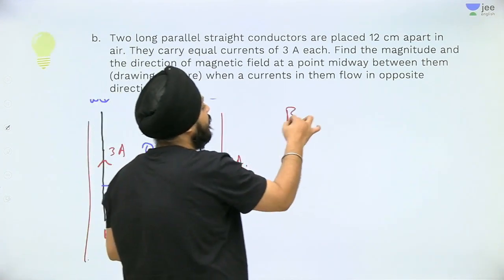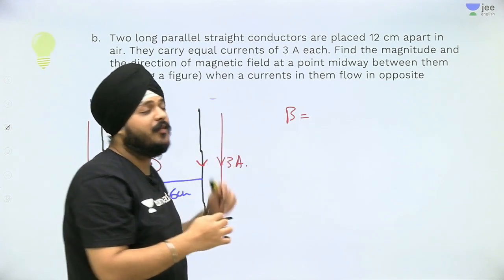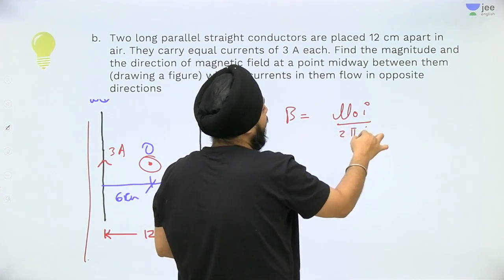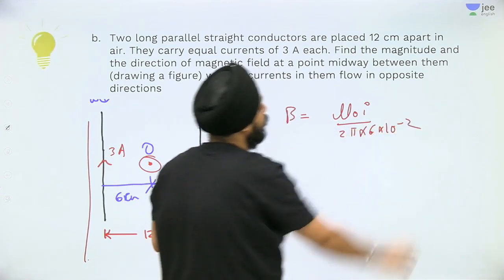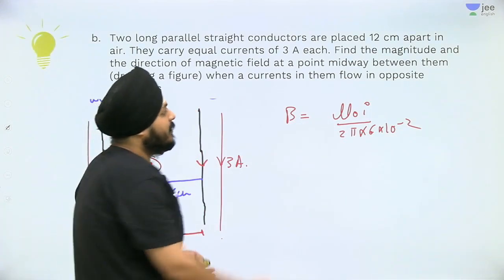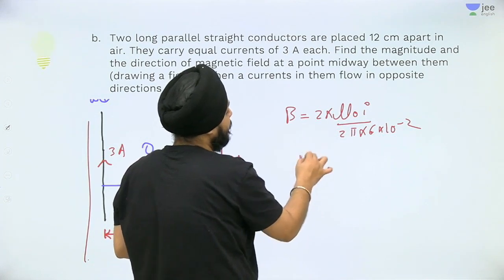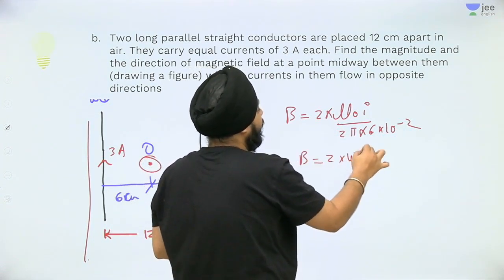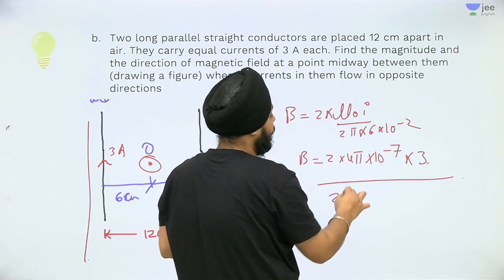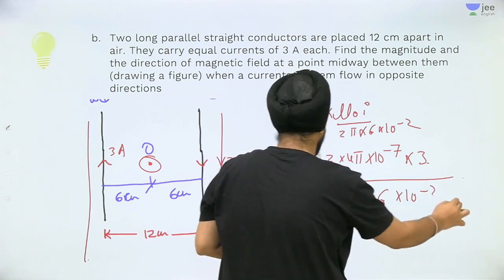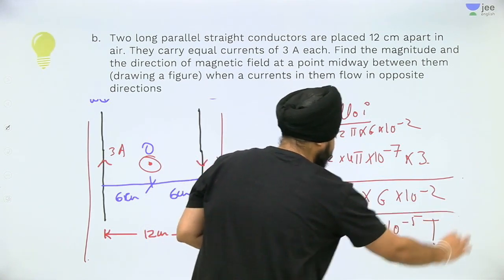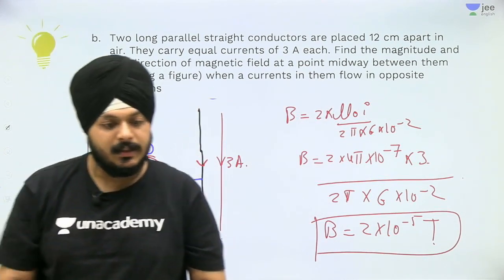So the equation of the magnetic field is mu 0 I divided by 2 pi r, where r is 6 into 10 raised to minus 2, but it should be multiplied by twice. So I get 2 into 4 pi into 10 to the power minus 7 into the current 3 ampere, divided by 2 pi into 6 into 10 to the power minus 2. Resolving this, the net magnetic field is 2 into 10 to the power minus 5 Tesla. This is the answer.